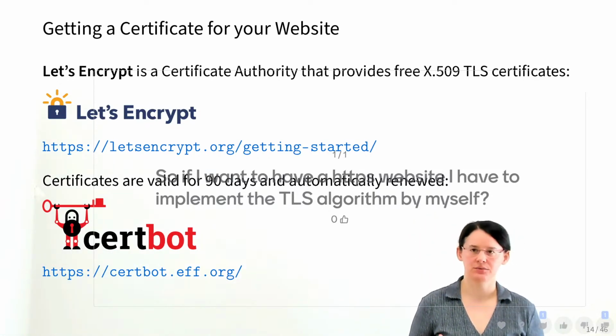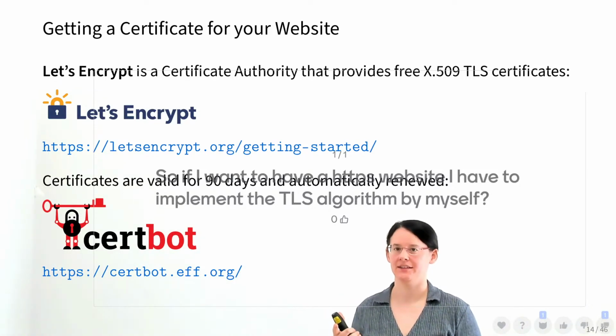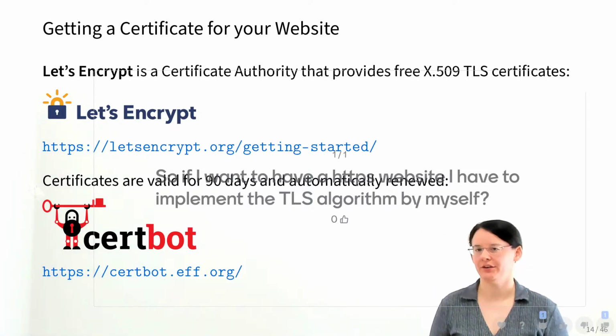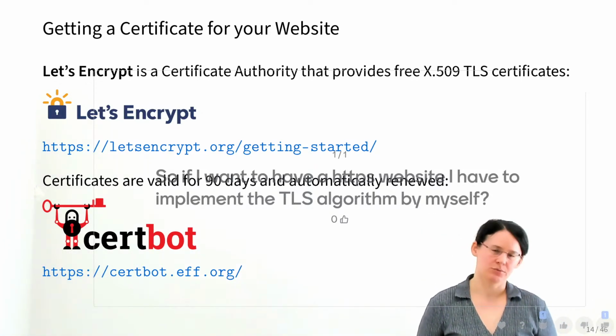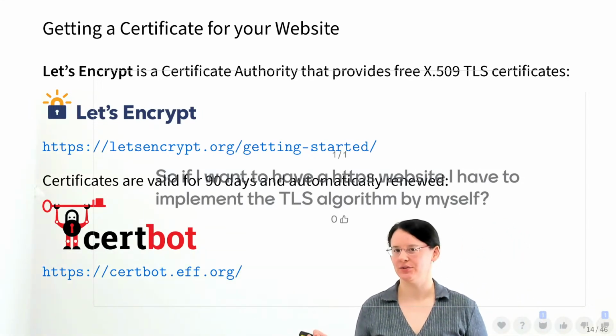All you need to do is to get a certificate and to set up an existing TLS library. So there are different libraries. I mentioned OpenSSL because it's very widely used and also one of the most analyzed implementations. It still has issues every now and then.